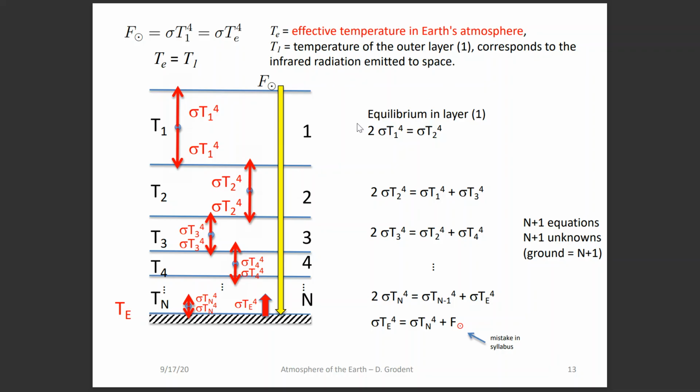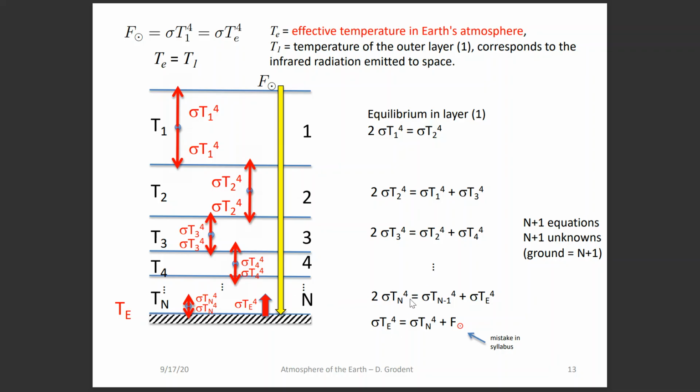So in each layer we can do this equilibrium. In the first layer, what is emitted? 2 sigma T1 to the power 4, upwards and downwards, and what is received? Only sigma T2 to the power 4. We can do it for each layer. What is emitted by layer 2? 2 sigma T2 to the power 4. What is received? Sigma T1 to the power 4 and sigma T3 to the power 4. We can do it for each layer, and so on.